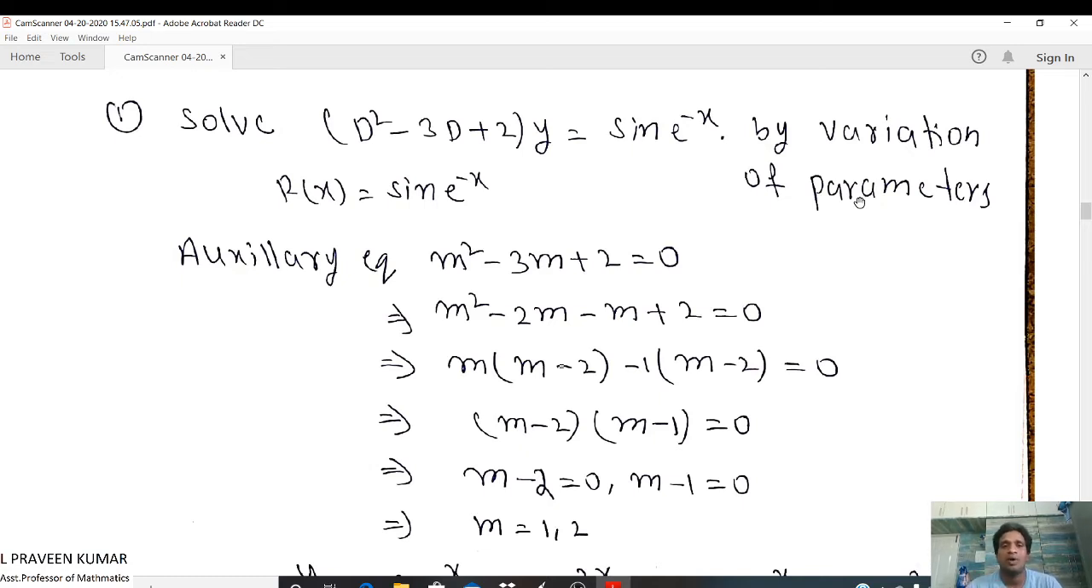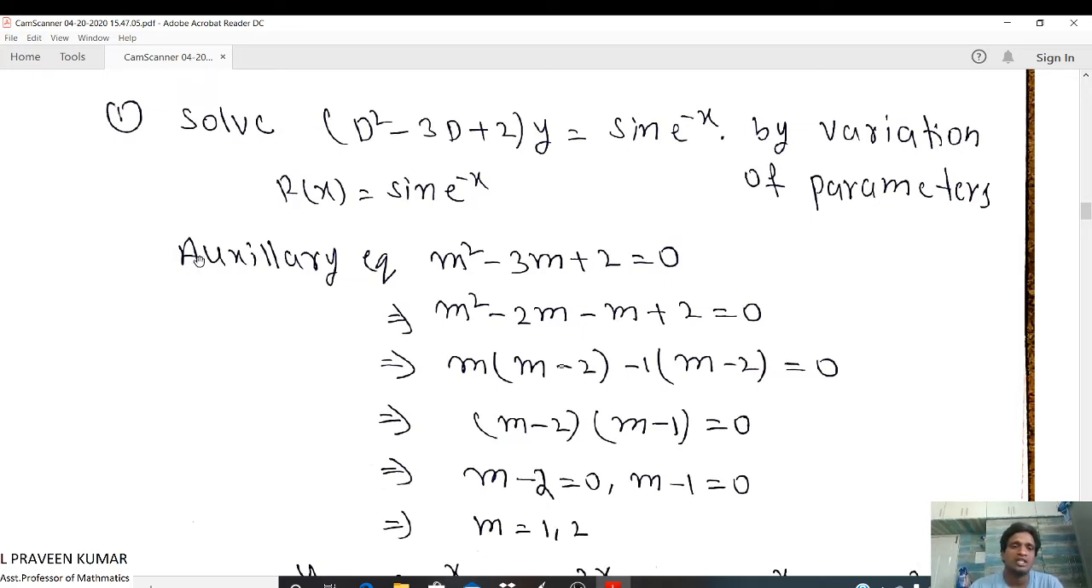Now what we have to do? Recall the variation of parameters method. First we have to find the solution of the homogeneous differential equation, that is d square minus 3d plus 2 is equal to 0. Assume r of x is 0, then how to find the solution? In the initial chapters you know how to find the yc.